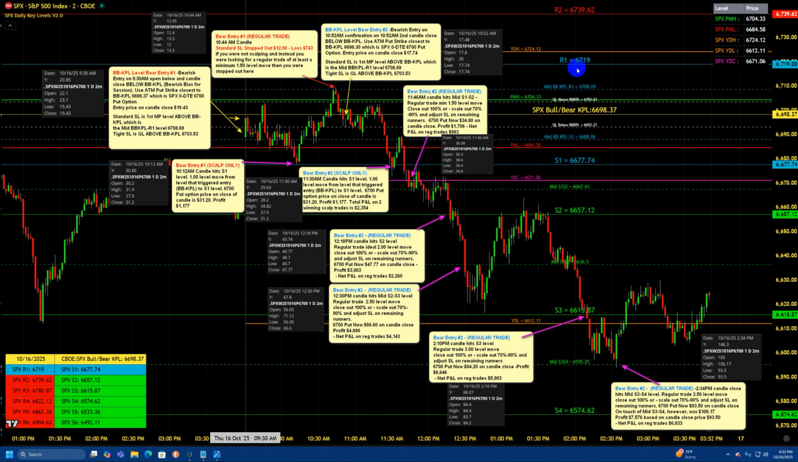Okay, so what are these other levels? Well, above the bull bear KPL level, you have the R1 through R6 levels, as well as below the bull bear key price level, you have the main S1 through S6 levels. So the main bull bear key price level is the main level, and these R levels and these S levels are also considered main levels. So with this indicator, you can take trades off of any of the main levels, so not just the bull bear key price level.